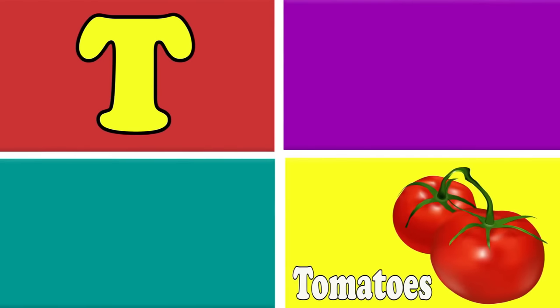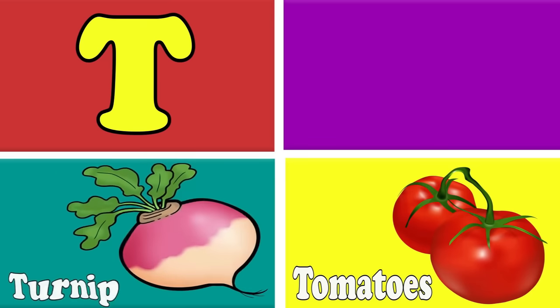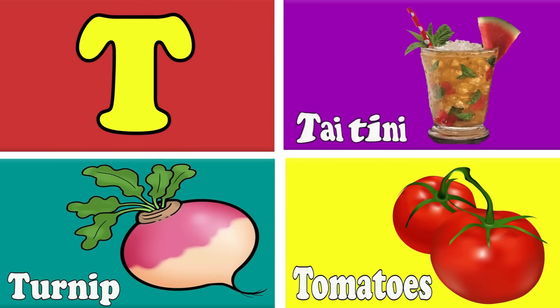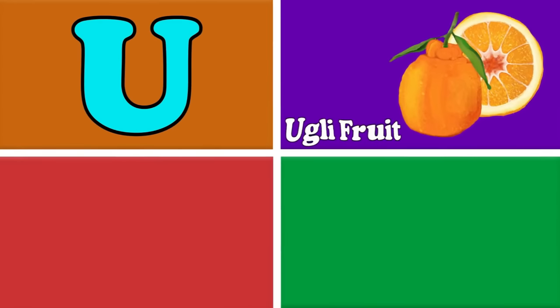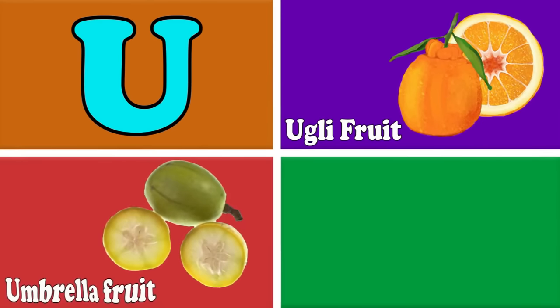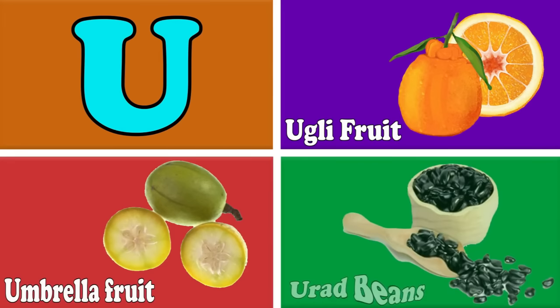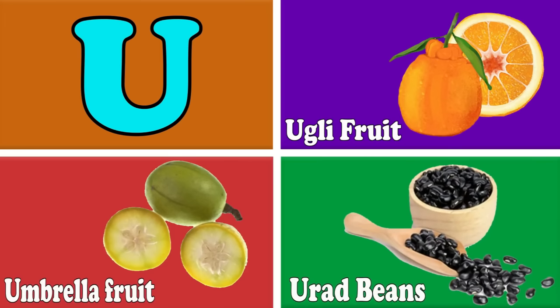T. Tomatoes. Turnip. All begin with the letter T. U. Ugly fruit. Umbrella fruit. Orange beans. All begin with the letter U.